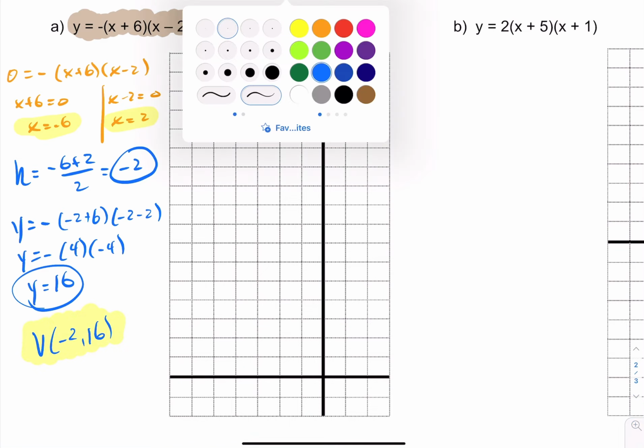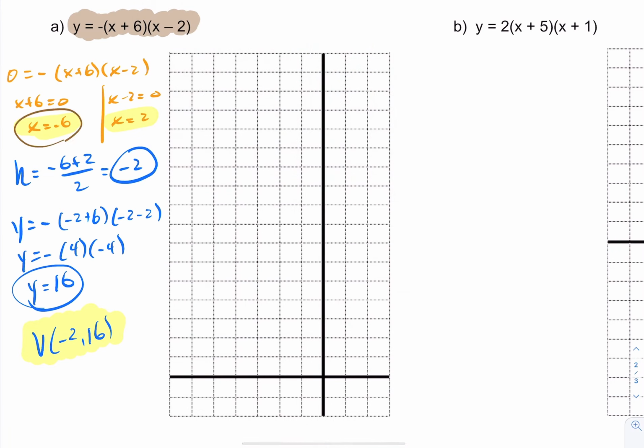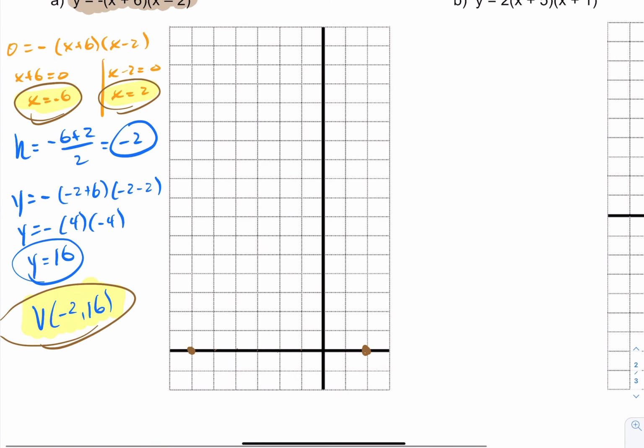So looking at this here, what do I have? Well, I have my roots and I have my vertex. So I can now plot this. Well, my one root is at negative 6, so I'm going to plot that. So 1, 2, 3, 4, 5, 6. My second root is at 2, so it's going to be over here. And my vertex is at negative 2 and 16. Let's plot that, you can follow along. So 2 over and then 16 up. So 1, 2, 3, up to 16. Right there is my vertex.